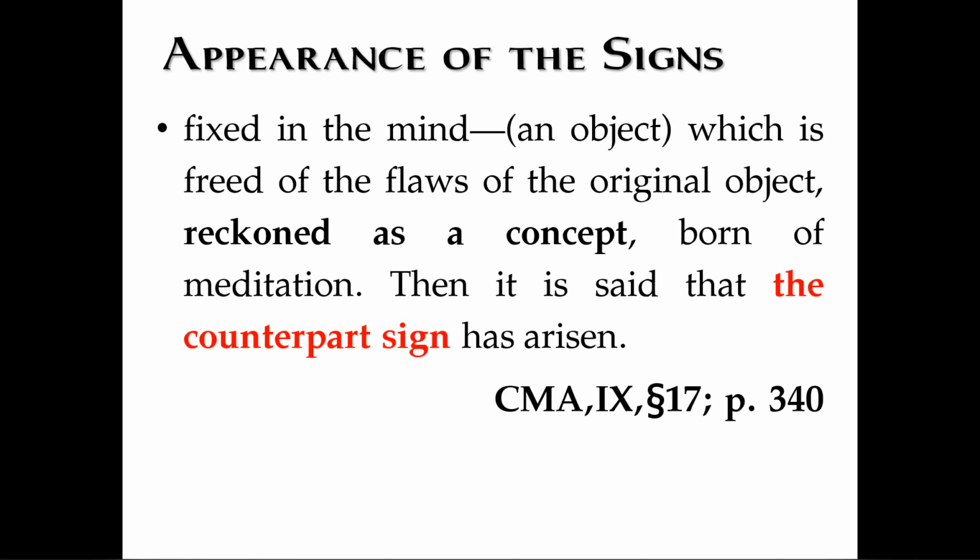Earlier, when you see the earth disk, it's a reality. It's a rupa, it's matter. It really exists. But when your mind is concentrated, when your mind is free from hindrances, the mind gets clear, then the object you contemplate, the earth disk, also gets clear, free from the flaws of earlier signs. So actually it's called a concept, not really existing, a creation of the mind, born of meditation. Then it is said that the counterpart sign has arisen. Counterpart. It's not the same as the earlier earth disk.